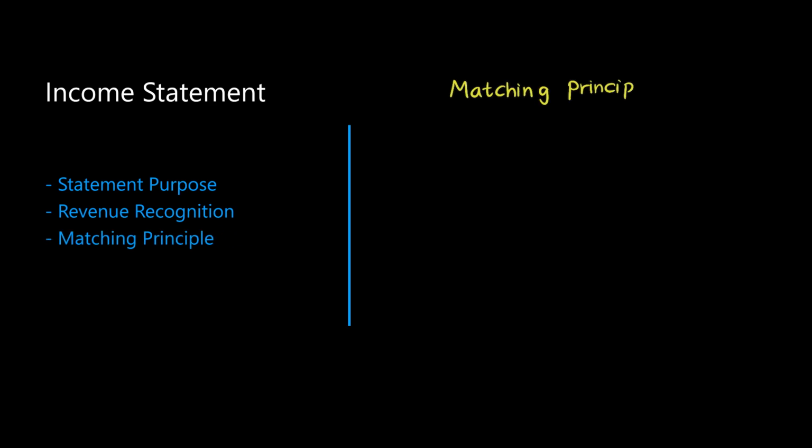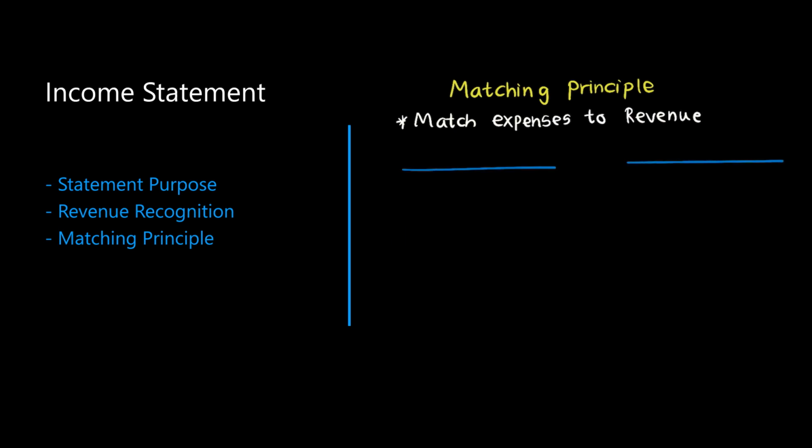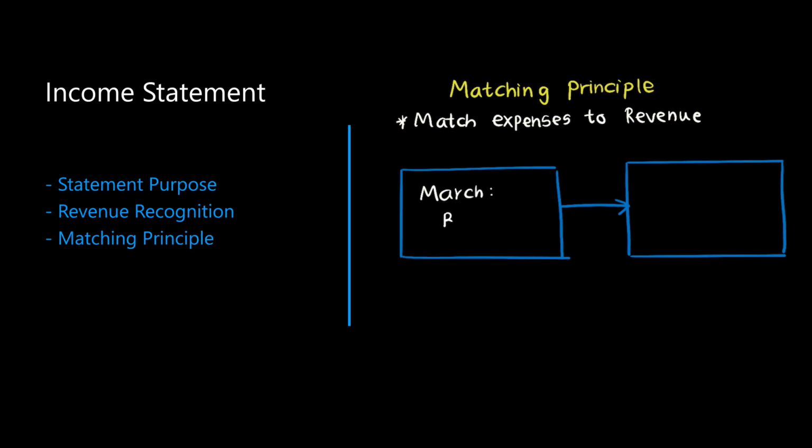Expenses work the same way through something called the matching principle. You match expenses to the revenue they help generate. If you buy inventory in March, sell it in April, you record the cost as an expense in April when the sale happens. This gives you a more accurate picture of profitability.